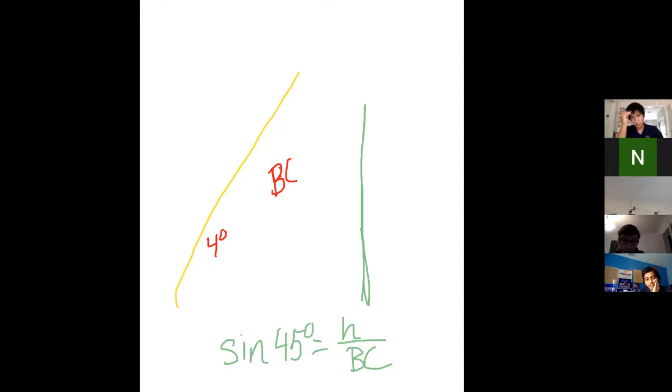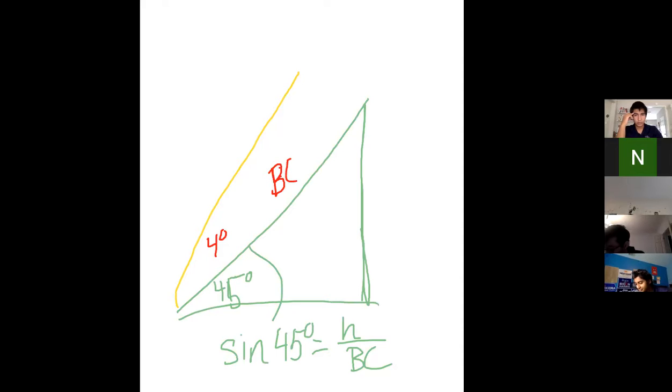Yeah, Miss Thompson, where you had 41, it's 45, and the whole thing was 49. Got it. Oh, because of the angle of depression from point A. Yeah, it's 49. I got it. Okay, wait. So why do you do the height over BC?